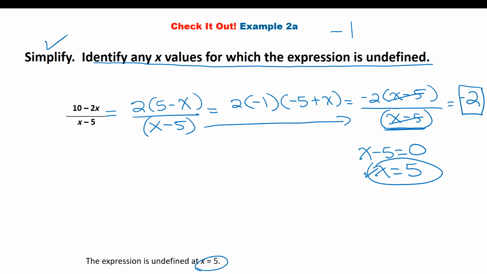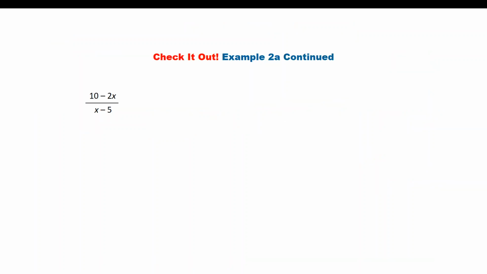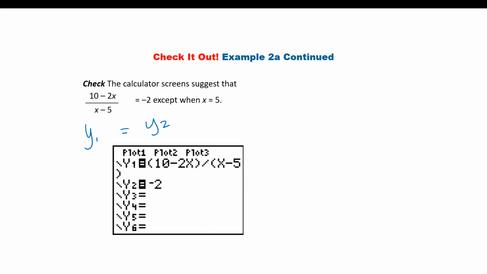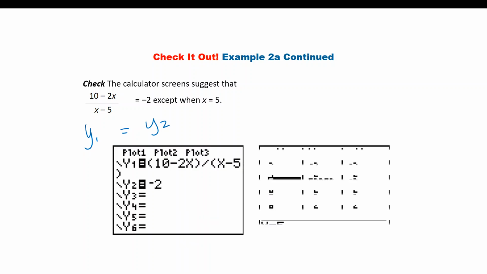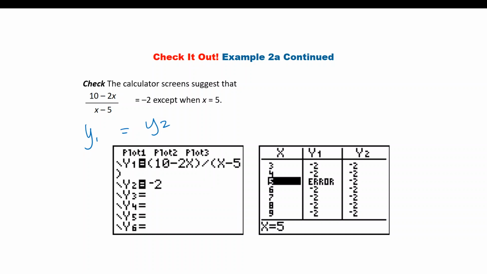And once again, you can put this in your calculator to check it. So we're going to put in y1, let's go ahead and put in y1 as this part, and y2 we'll put in as our -2. So when you put that in your y1 and y2, and then we go to table, we see that when x is 5, there's an error. And so that tells us that we did our problem correct.